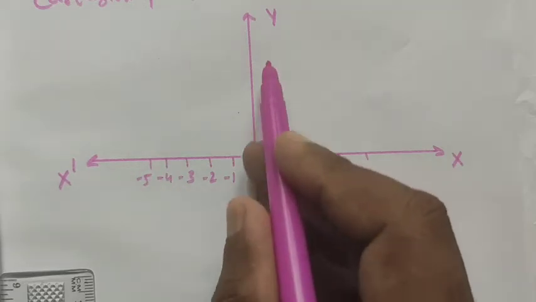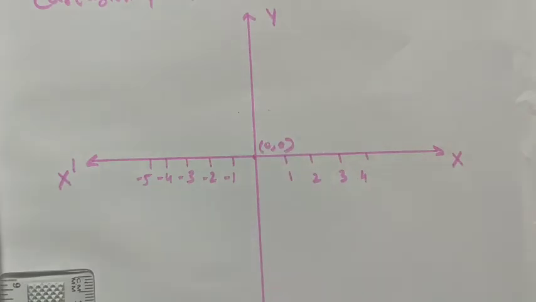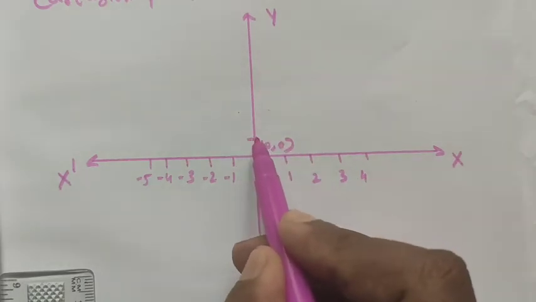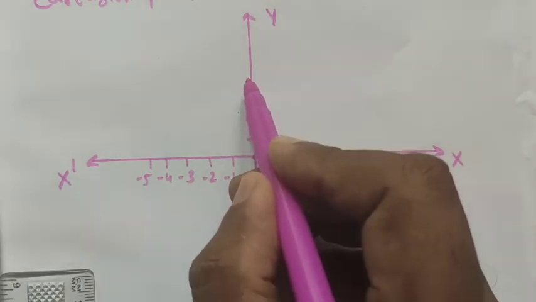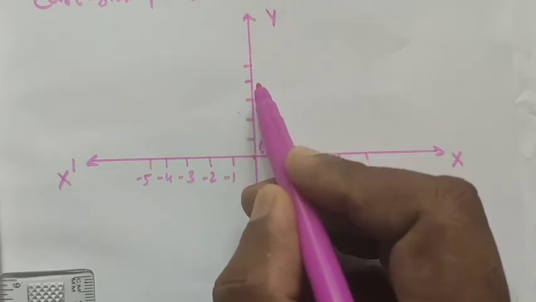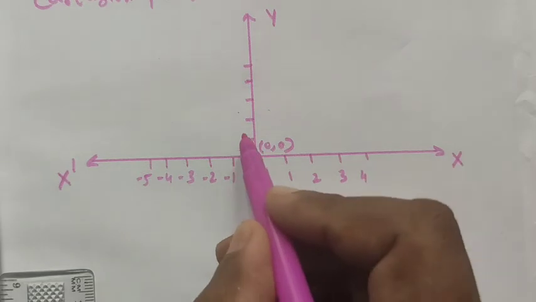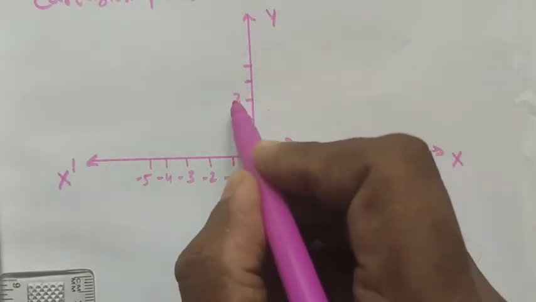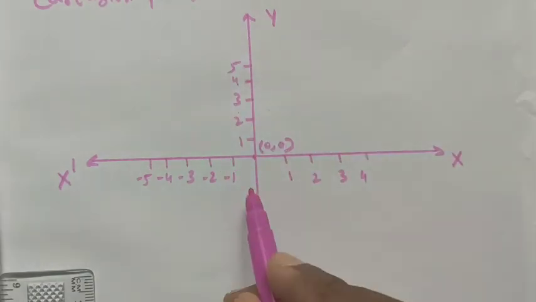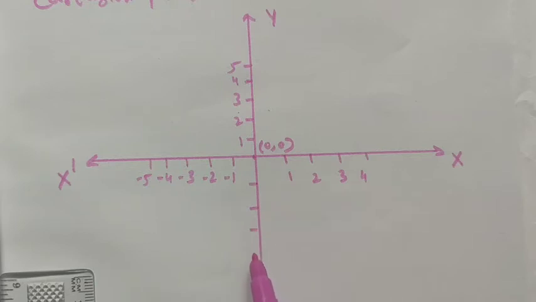The vertical line is the y coordinate axis. Above the x axis the values are positive, and below the x axis they are negative. Here we have 1, 2, 3, 4, 5, and the negative values -1, -2, -3, -4, and -5.